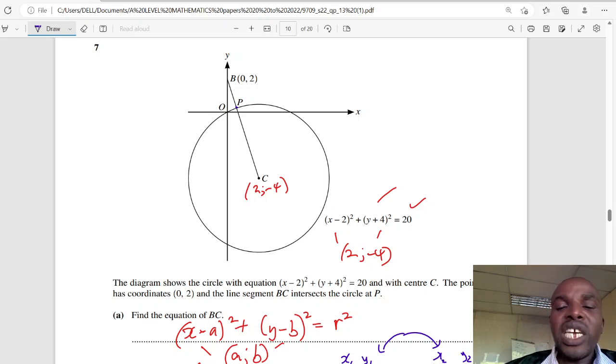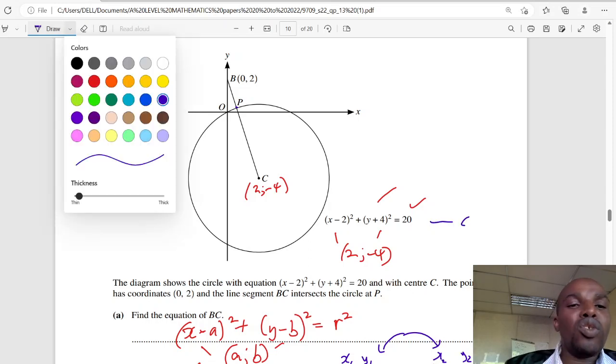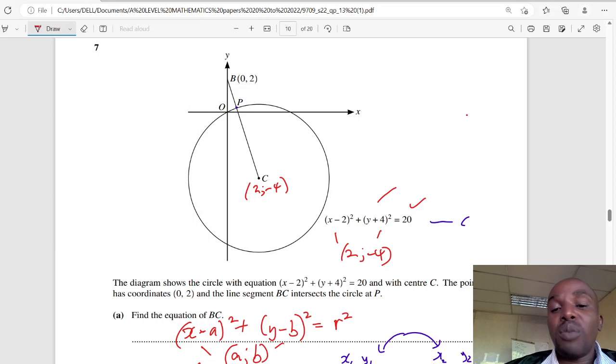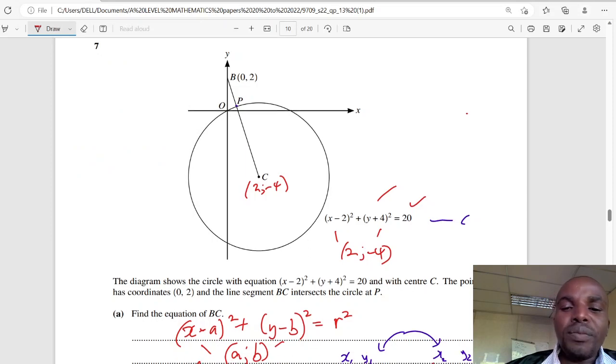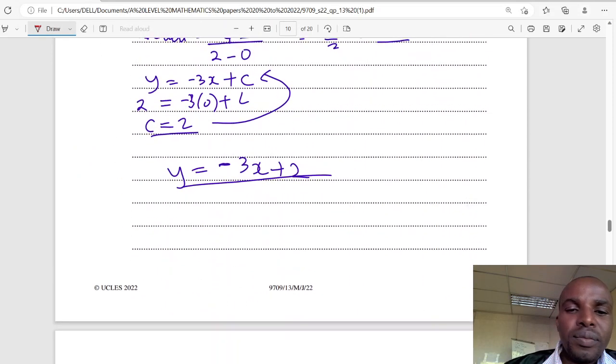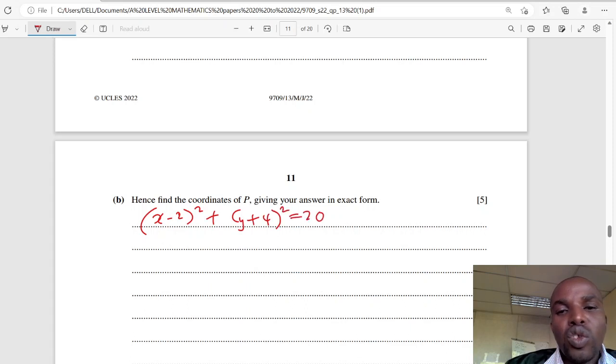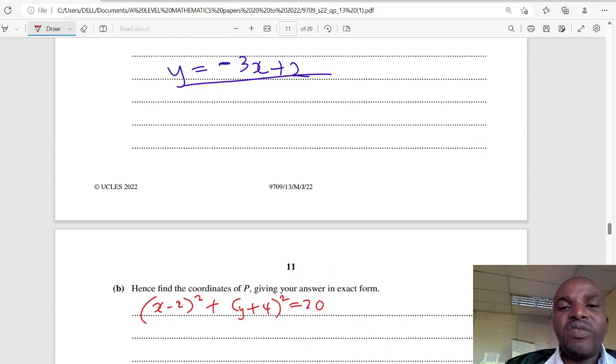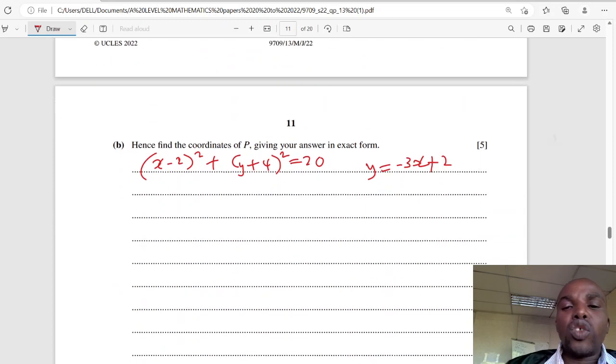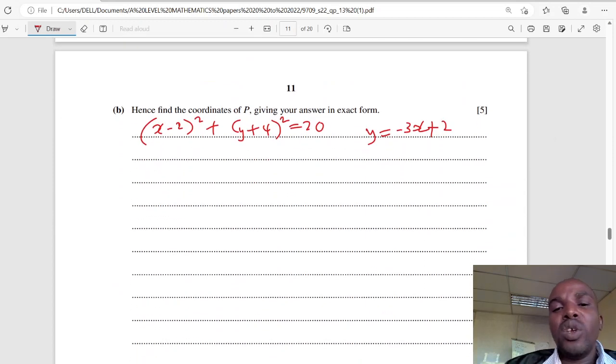So the point of intersection, you just take the equation of the circle and the equation of the line, then you work them together. You just substitute, you work them as simultaneous equations. x minus 2 squared plus y plus 4 squared is equal to 20. Then the equation of this line, we have it here. Right, so you take these two equations, y equals minus 3x plus 2. So you equate the two, you solve as simultaneous. Where there's y, use substitution.